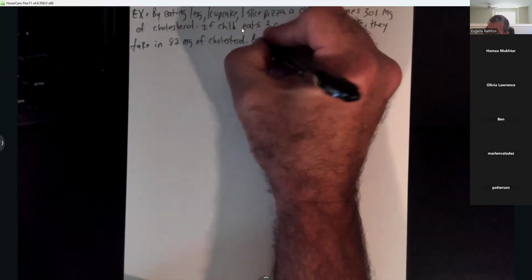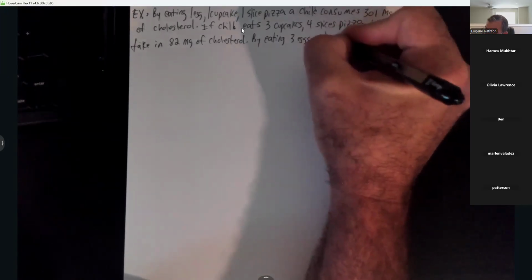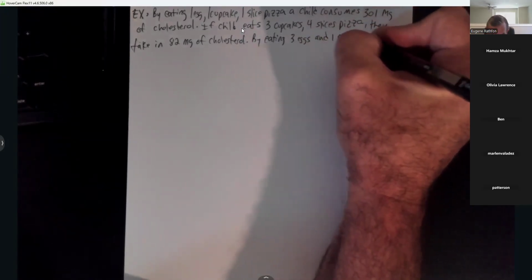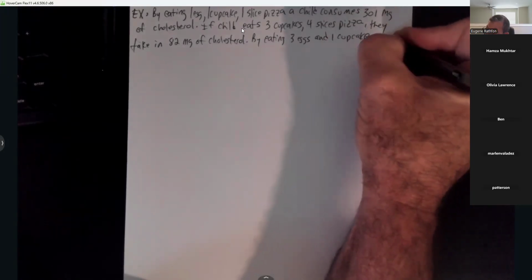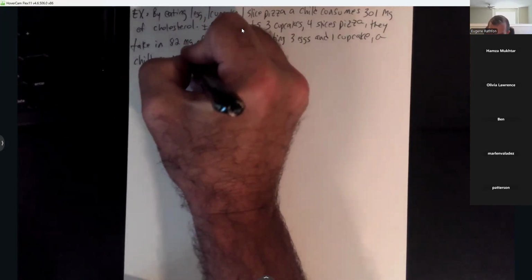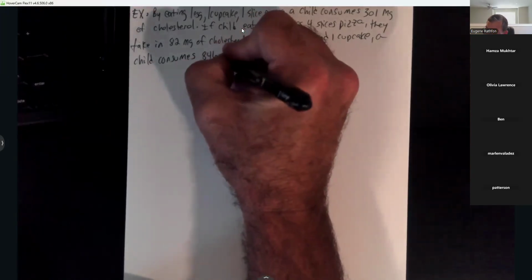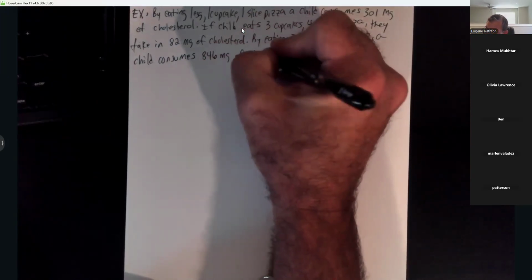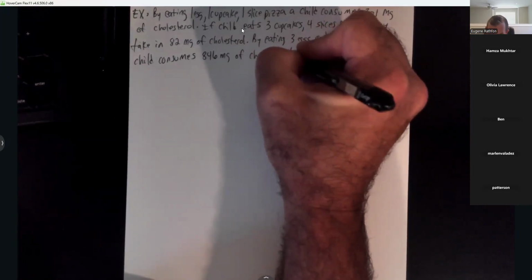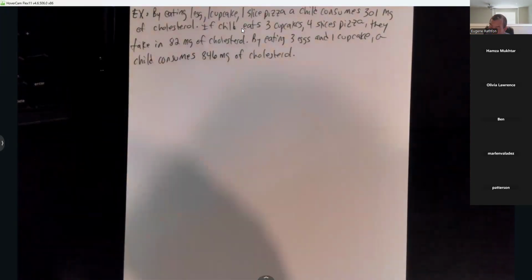Finally, by eating 3 eggs and one cupcake, a child consumes 846 milligrams of cholesterol. So you know what they want, right? How much cholesterol is in each item?